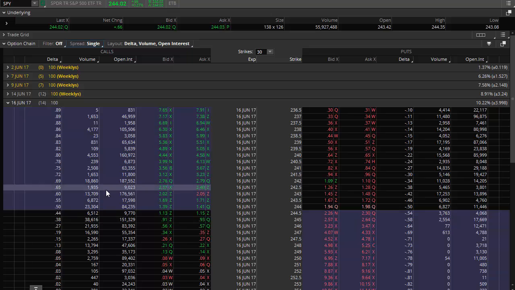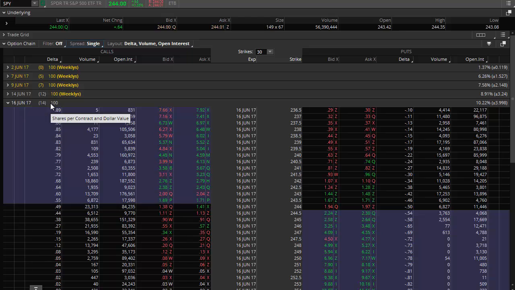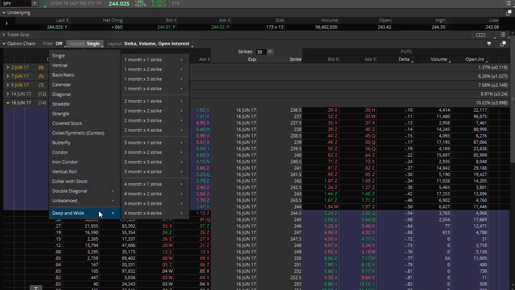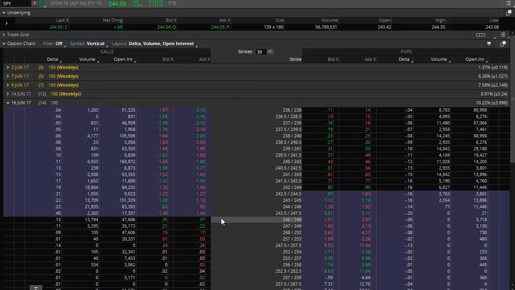A vertical spread means you're going to buy a call and sell a call in the same expiration month, like we talked about. And a put spread, you're going to buy a put and sell a put in the same expiration month. And that is essentially what a vertical spread is. So let me change this back to deep and wide. We do a 4 strike vertical, and that's sort of the distance between the strikes. So I'm just going to look to buy a vertical call spread.